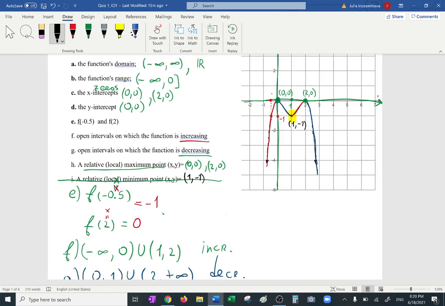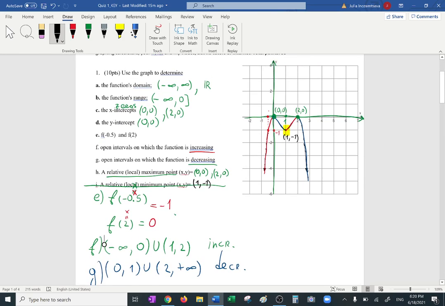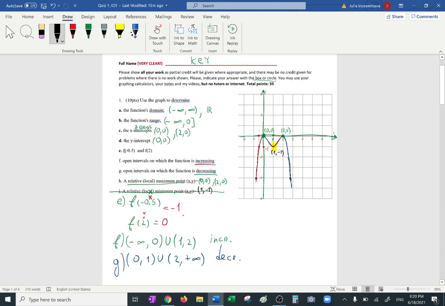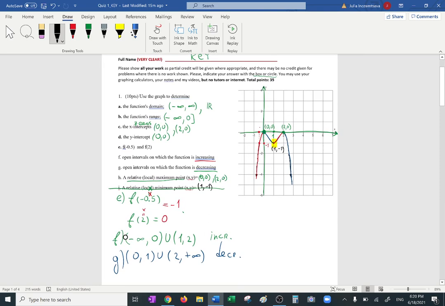And that's already a good problem solved. That's how we discuss problem number 1 for our first quiz, where we learn how to figure out from the graph the domain and range, x-intercepts, y-intercepts, how to work with the inputs and outputs of the function, where the function is increasing, decreasing, and has local extreme values.